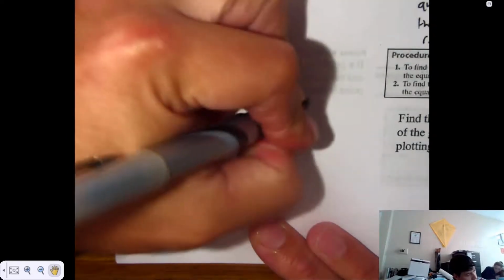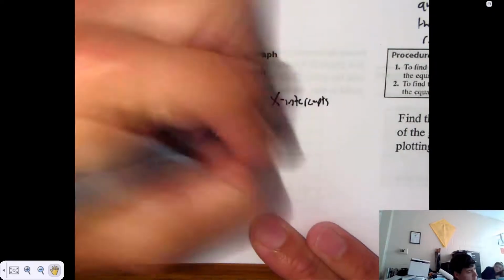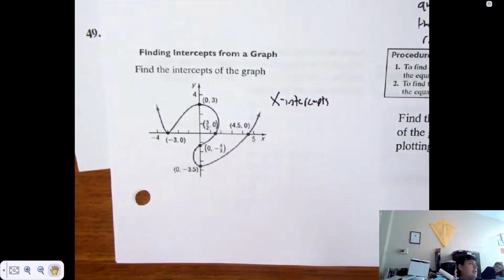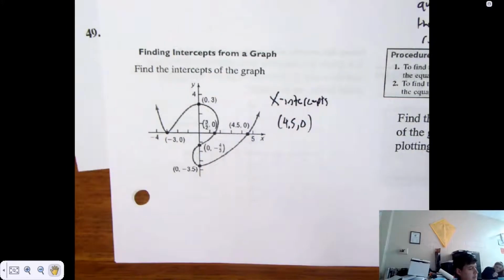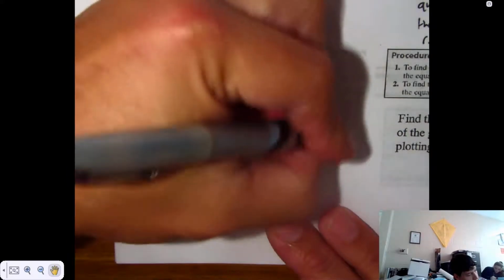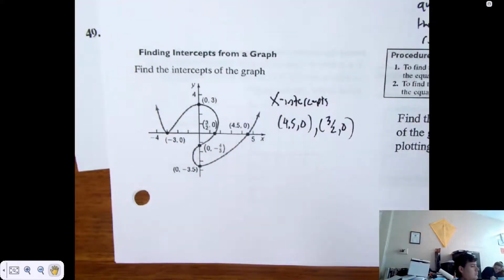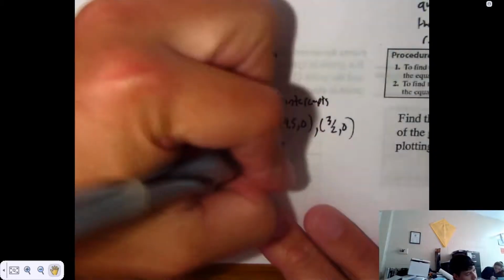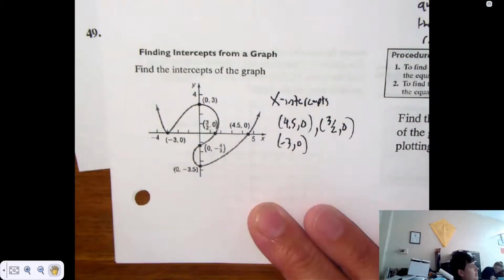So let's go after our x-intercepts first. Emma, can you give me a pair of x-intercepts? 4, 0 is one of them. Bryce, can you give me another pair? 0, 3 is not an x-intercept, Bryce. 3/2, 0. Savannah, can you give me another one? -3, 0. Is that all our x-intercepts?